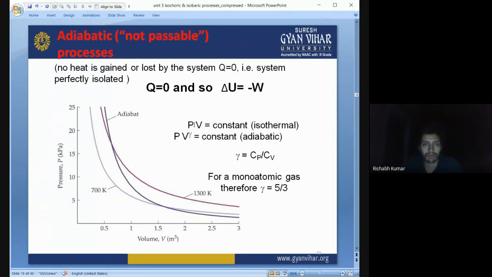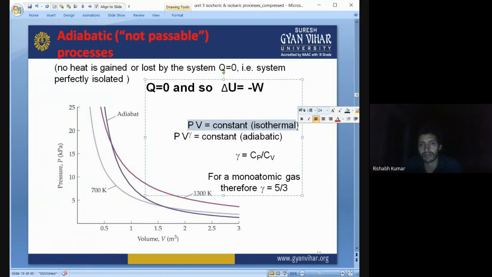We know that PV is constant for an isothermal process. Why? Because PV equals nRT from the ideal gas law, and for an isothermal process, delta T is zero. So PV is constant.